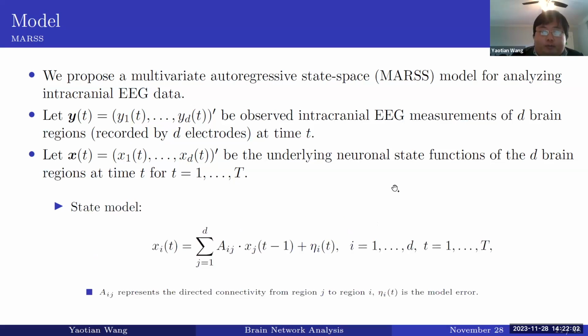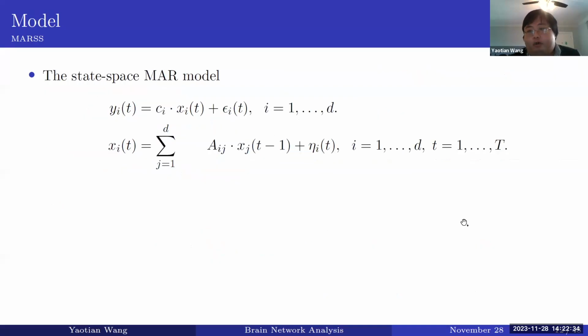For the state model, we propose a first-order autoregressive model. In other words, we let region i's neuronal state function at time t depend on other brain regions' neuronal state functions at time t minus 1. The model parameter Aij represents the directed connectivity from region j to region i. And the eta it is the model error. Here is our state space model.